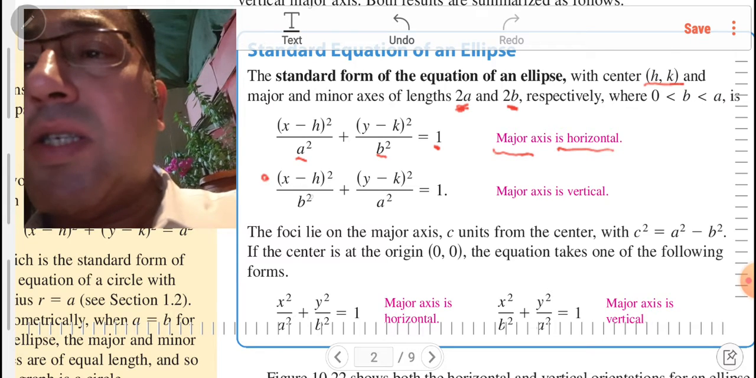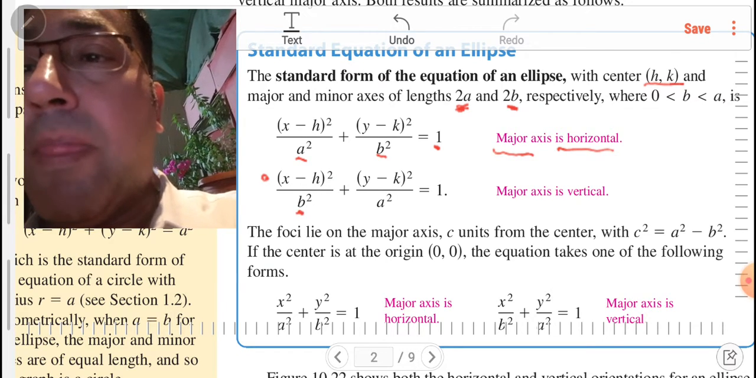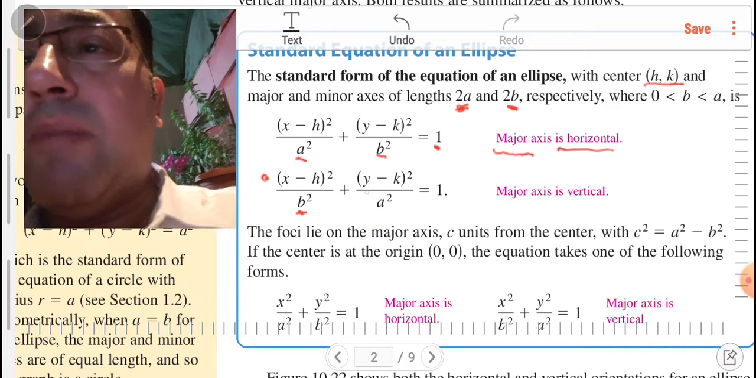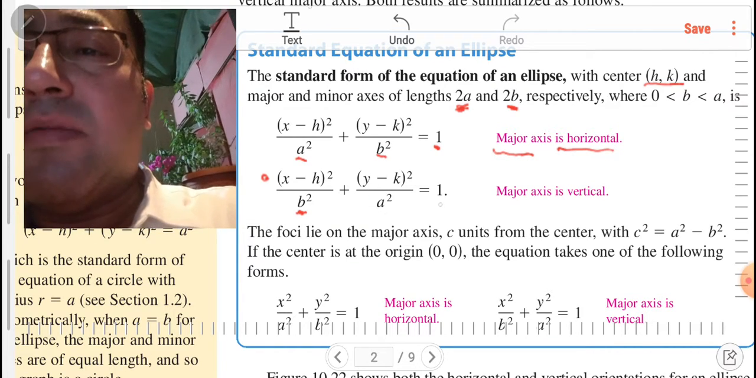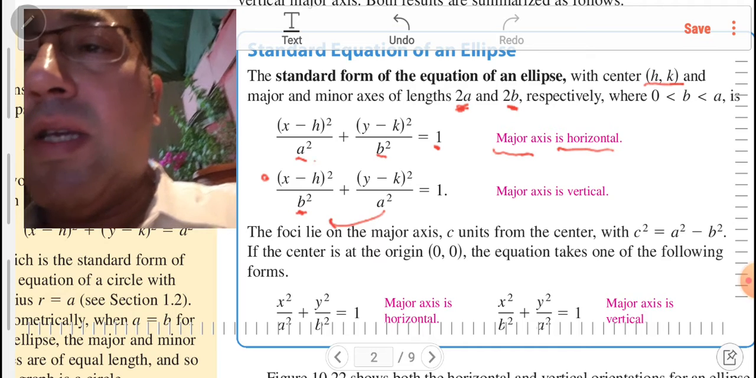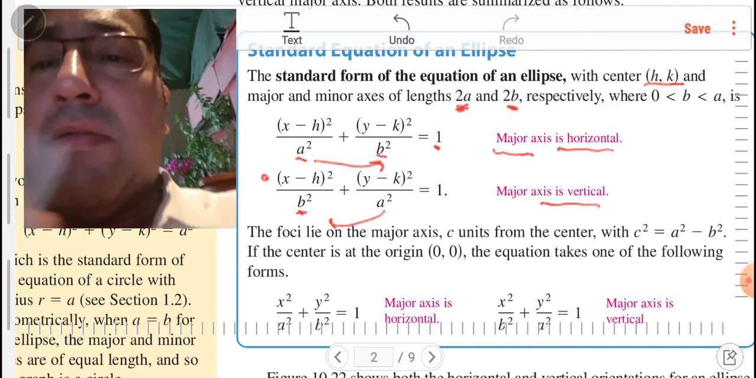x minus h squared over b squared plus y minus k squared over a squared, if it's vertical.